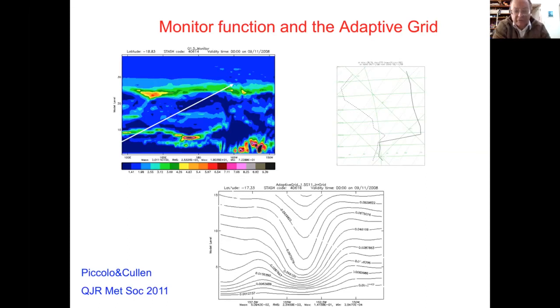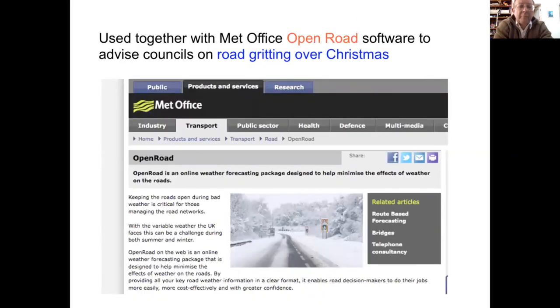And one thing that it did forecast better, because you've got better temperature resolution at 2 meters, was a much better understanding of whether it's likely to be icy or not. And that could then be fed into a separate piece of software that the Met Office developed called Open Road, which advises councils on road gritting over Christmas.